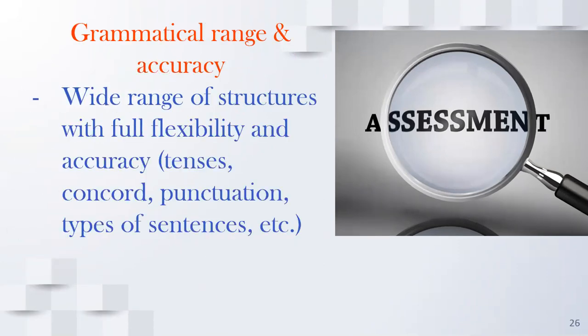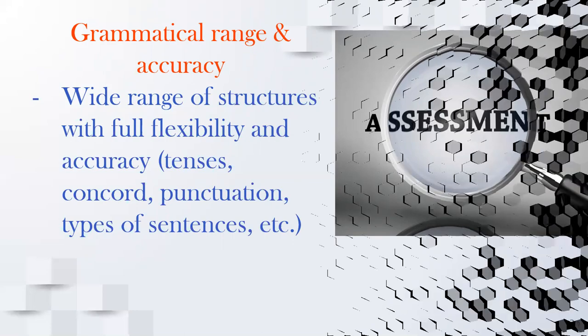Finally, we are looking at grammatical range and accuracy. You should have a wide range of structures, and you should be able to flexibly use these structures. Simple, compound, complex sentences, you should be able to have all of these types. You're paying attention to sentences as regards tenses, concord, subject-verb agreement, noun-pronoun agreement, punctuation, spelling, and all the other grammatical features available in the English language.